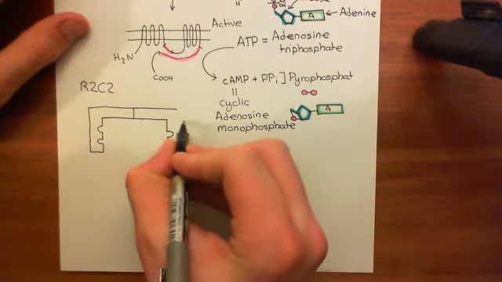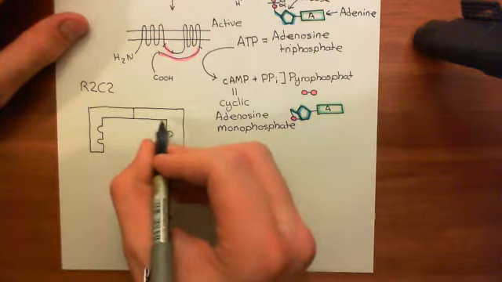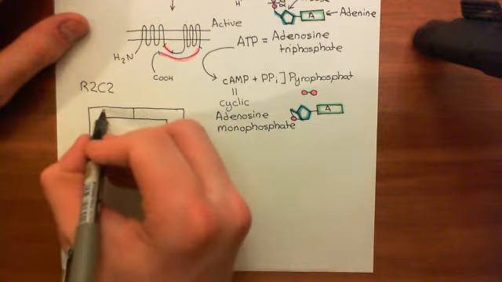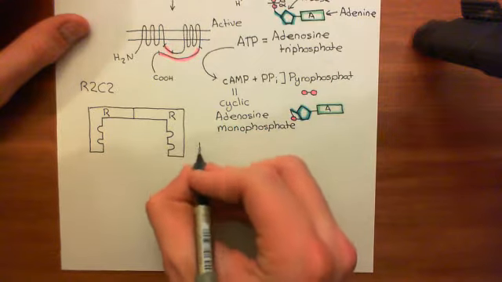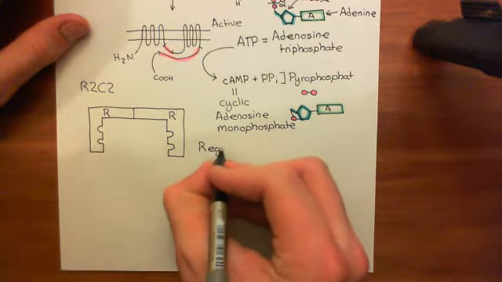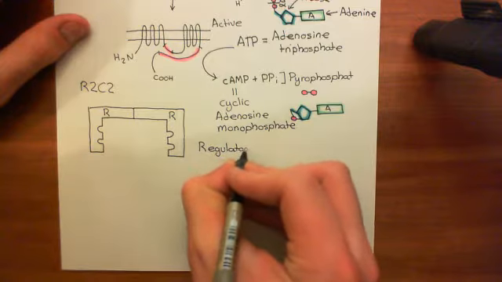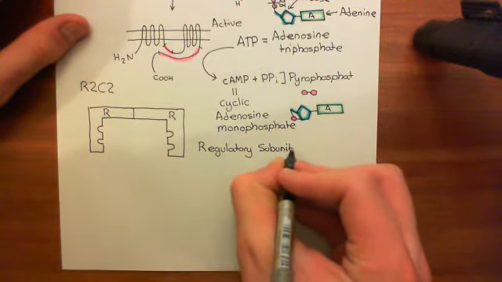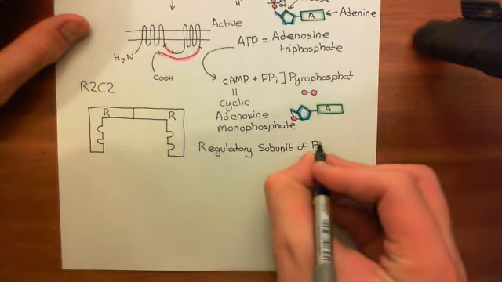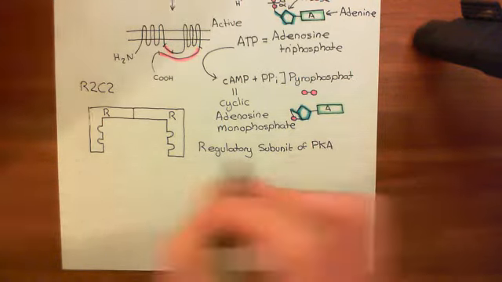So these two structures that I'm drawing here, these are the two regulatory subunits. So this is a regulatory subunit and this is a regulatory subunit. So I'll write their names out in full. This is a regulatory subunit of protein kinase A, of PKA. Okay, and I'm going to colour them in as well.